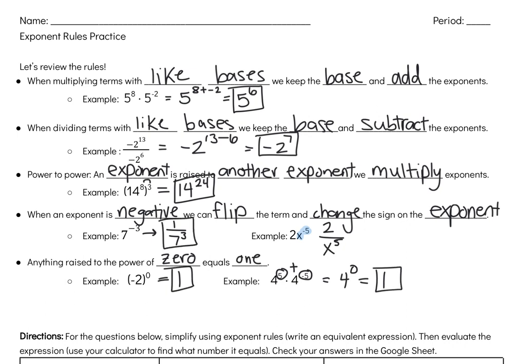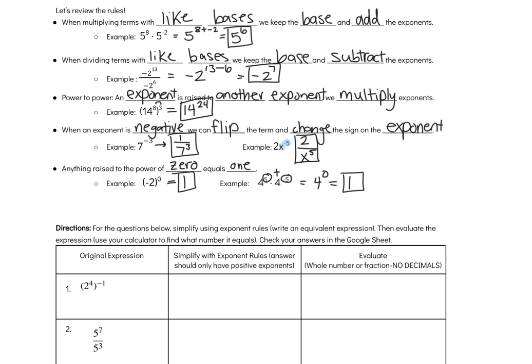So that was a quick review of our rules. Down below are some examples for you to work through. And then there is a Google Sheet for you to type in your answer. We're going to do the first one together just so you know what the expectations are. So it says for the questions below, simplify using the exponent rules. Write an equivalent expression, and then evaluate the expression. Use your calculator to find what it equals. Check your answers on the Google Sheet.